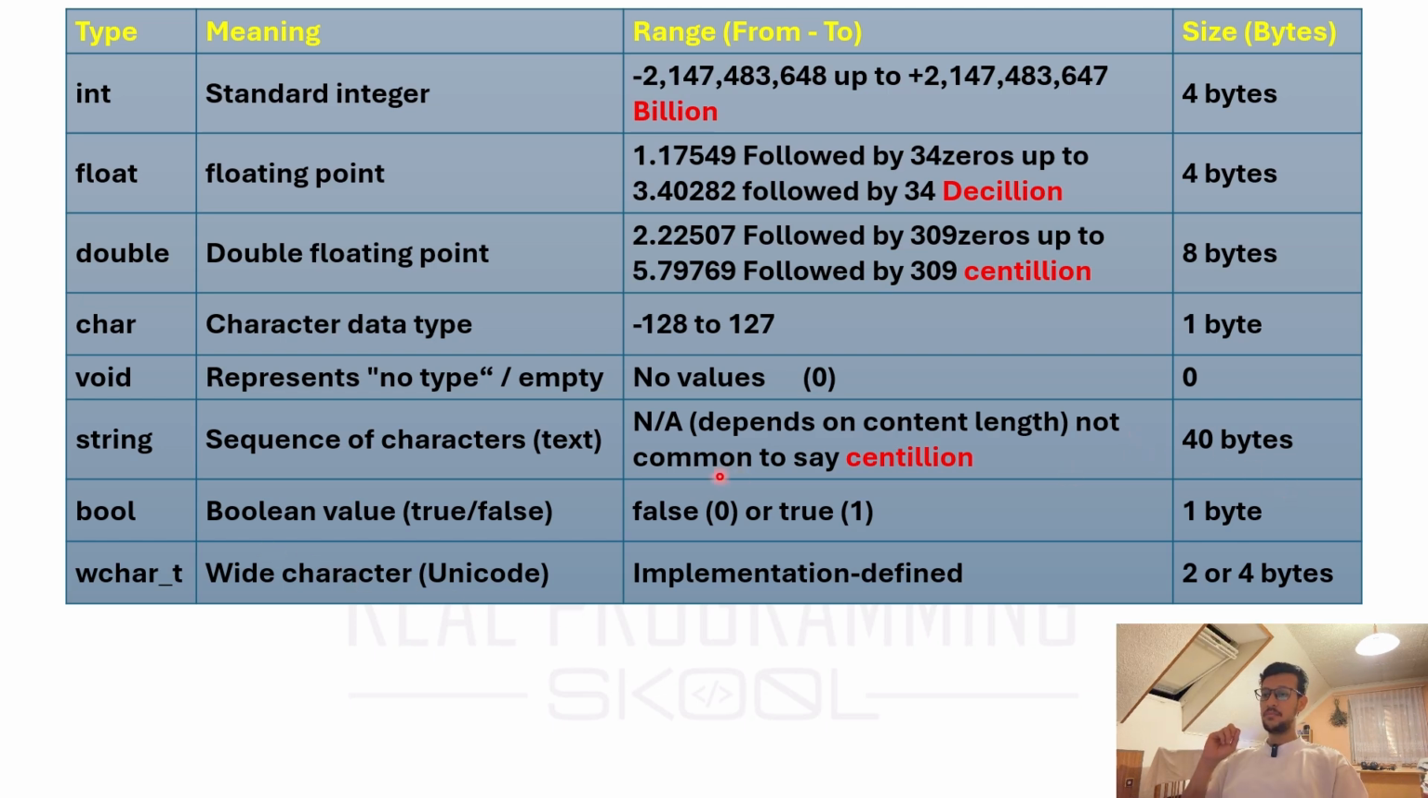And after that we have boolean, its range is 0 or 1, and its size in the memory is 1 byte. And the last one, wide character, which is Unicode, its range is implementation defined, and its size is 2 or 4 bytes.